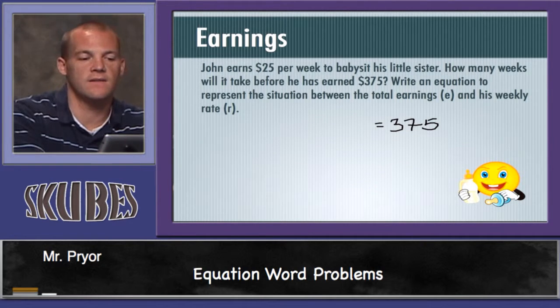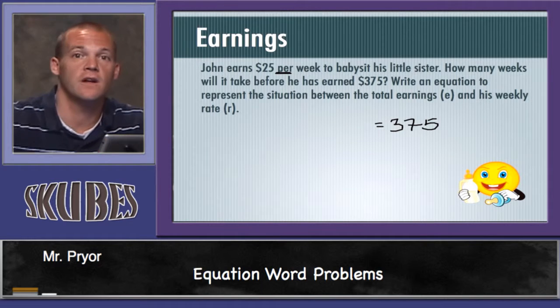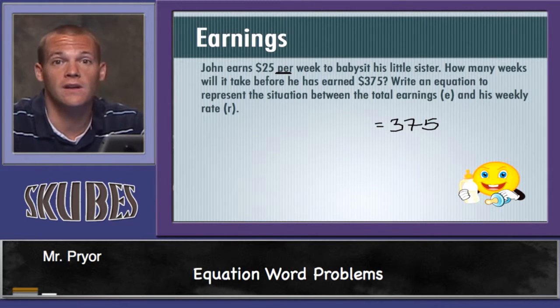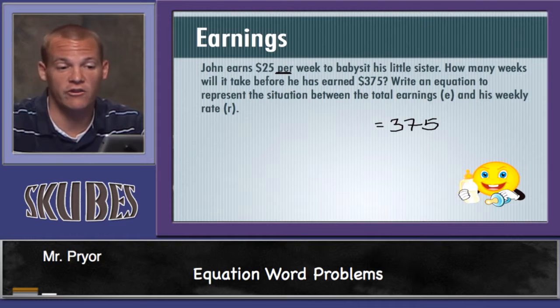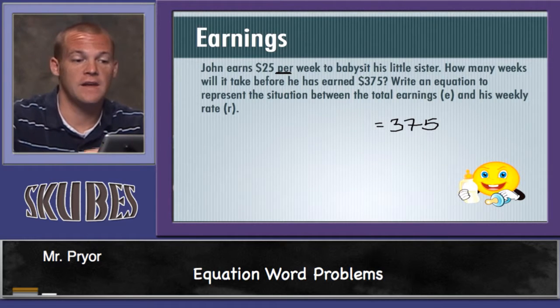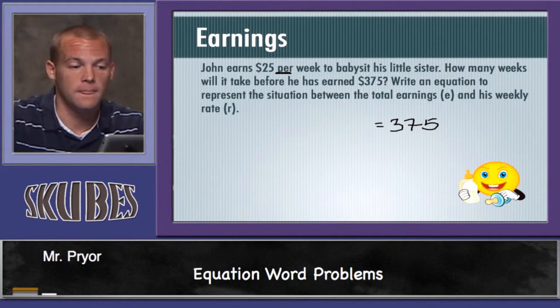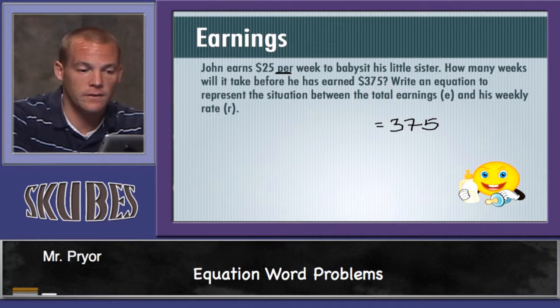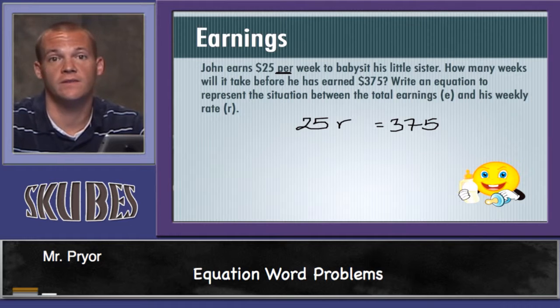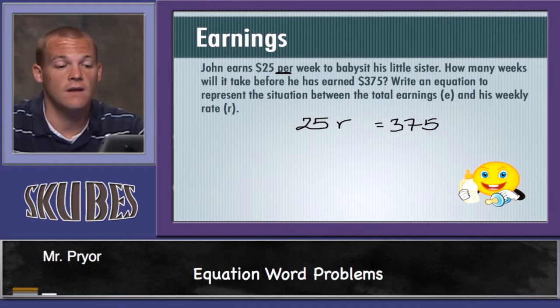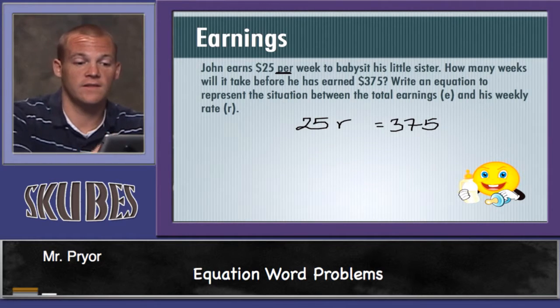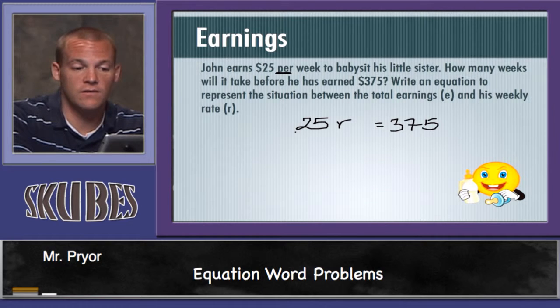And again, you can see that there's a consistency here with some of the terminology they're using. The word per, again, is representing multiplication. And in this case, he's making $25 per week. So $25 times R is going to give us $375. And they want to know how long it's going to take. So in this case, to solve the problem, you would have to use division.